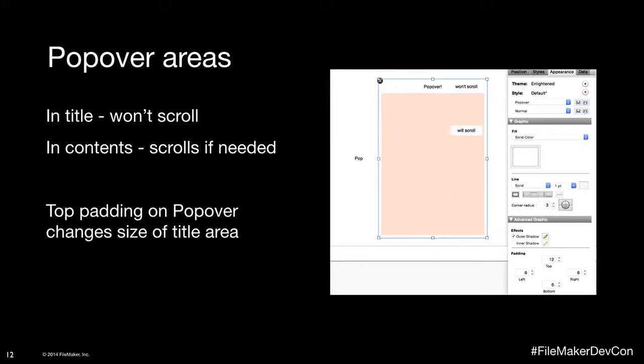So you can see this diagram here. It's a little bit washed out at the top, but an object that's in the title area of the popover will not scroll. It'll stay static. So if you need to put a button up there, a control to close the popover, that one will not scroll around, but anything that's not in the title area will scroll. You can control the size of the title area by adjusting the top padding on the popover, and you can hide it altogether if you'd like to.